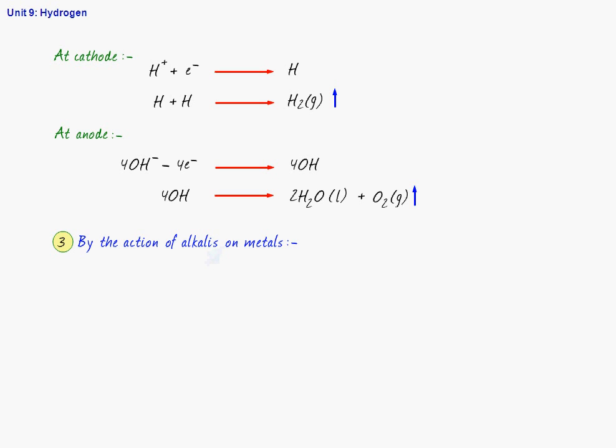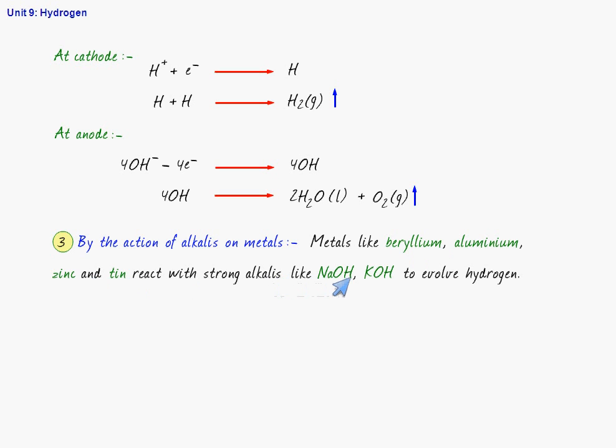You know, metals like beryllium, aluminium, zinc, tin, etc. will react with strong alkalis like NaOH, KOH to evolve hydrogen. The very important reaction you can learn is Zn plus 2NaOH. Please remember this reaction. Zn plus 2NaOH gives Na2ZnO2 plus H2.